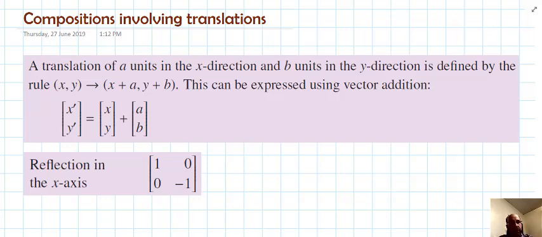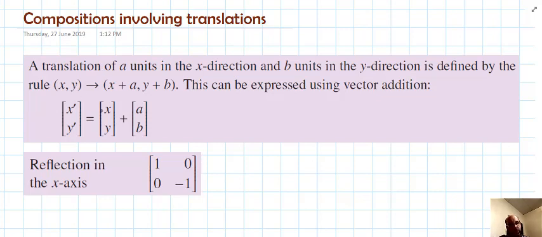Looking at the second video here, compositions involving translations this time, so a second compositions video, and a couple of things to remember before we get stuck into this.